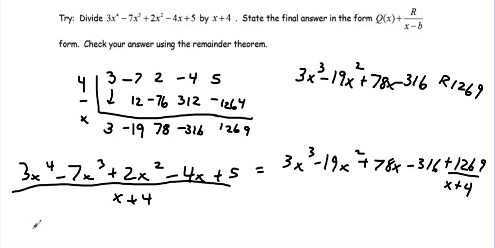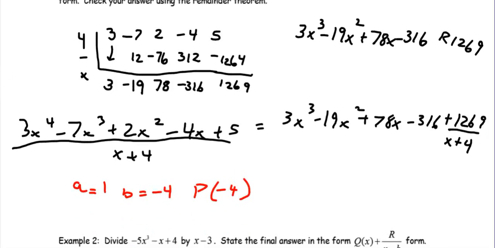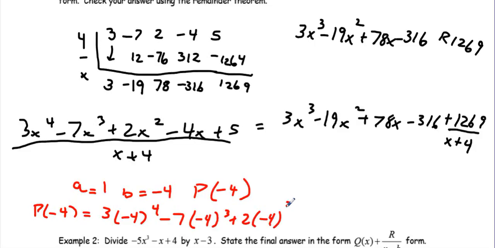So we know that, let me just, here, I'll do it in red or something. So we know that our A is 1 and our B is -4 here. So we want to find P of -4. Right? It's P of -B over A, which is P of -4. So P of -4, when I put that into my P of x, would be 3 times -4 to the 4th minus 7 times -4 cubed plus 2 times -4 squared minus 4 times -4 plus 5.